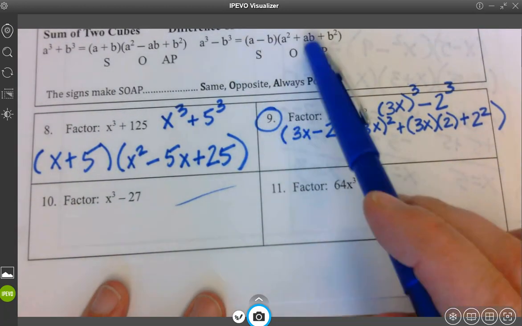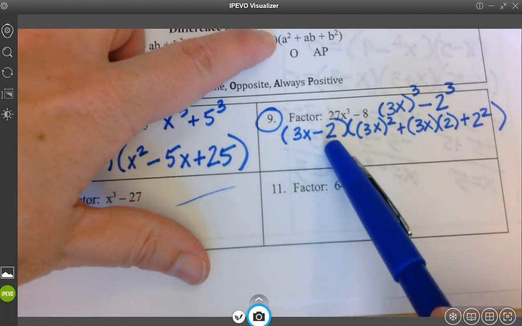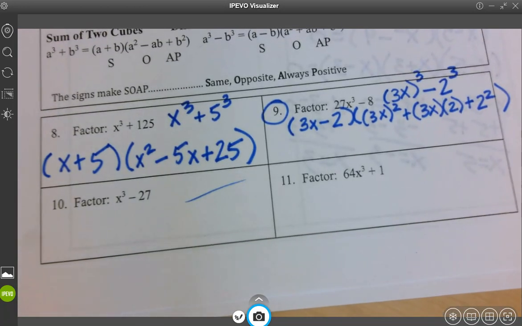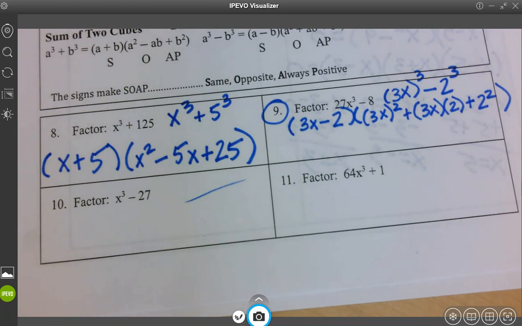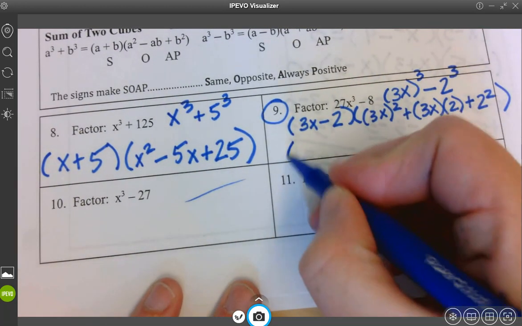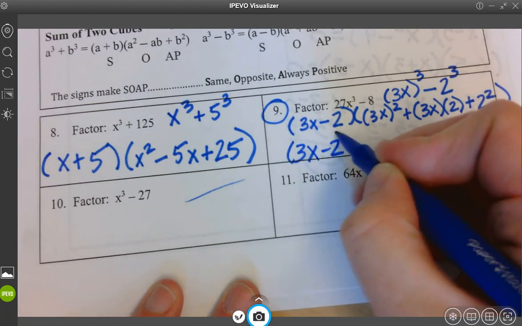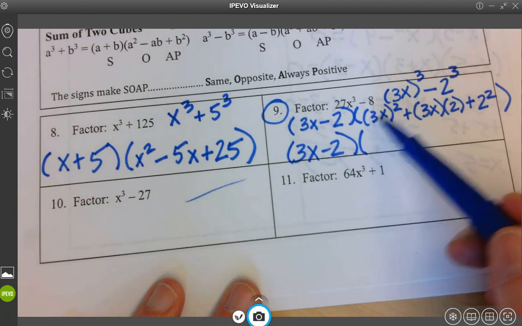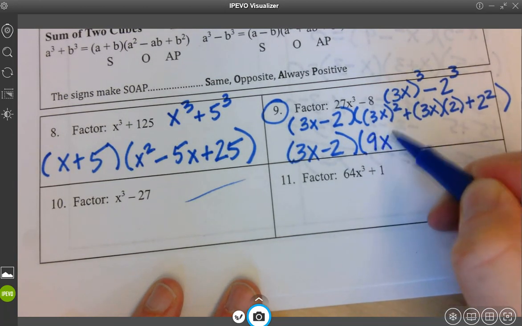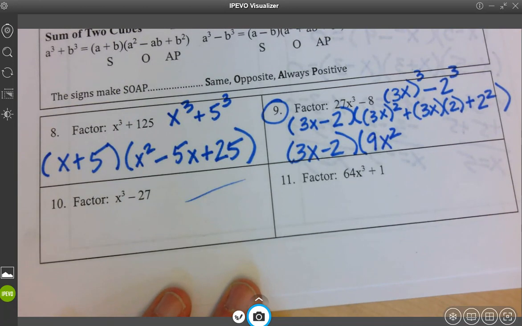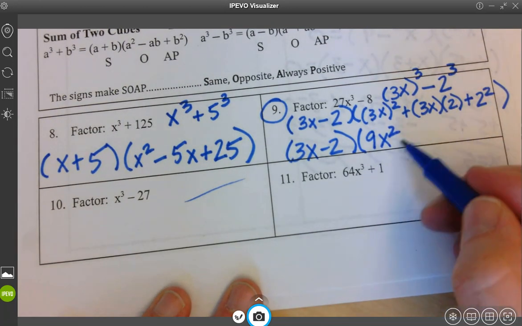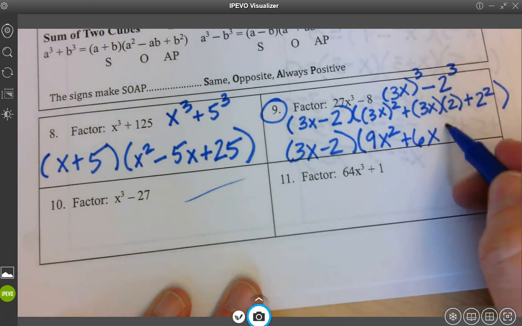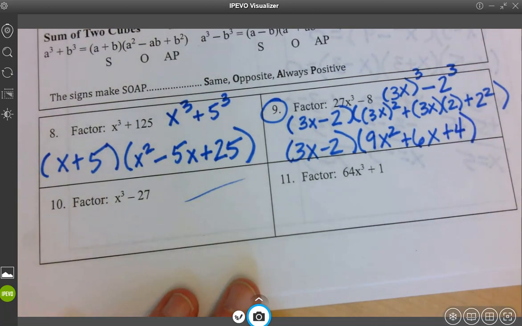So notice I'm just filling in this pattern. Instead of a, instead of b. 3x is a, 2 is b. So this part's fine, 3x minus 2. And now I'm going to have to simplify this. So I have to square the 3 and the x, and I get 9x squared. I have to multiply 3x times 2, I get 6x. And I have to do 2 to the second, so that's going to give me 4. And that's done.